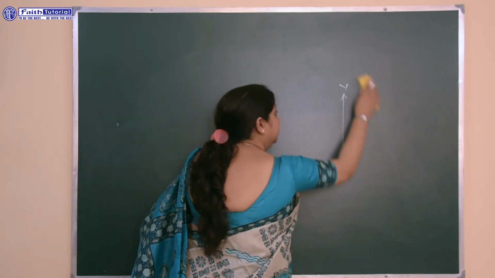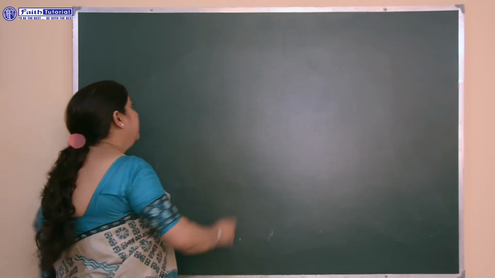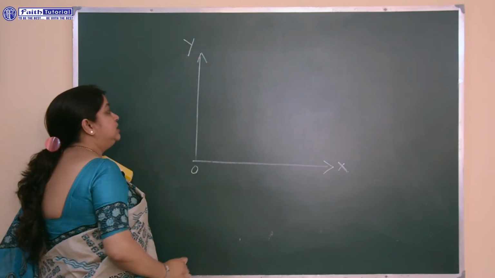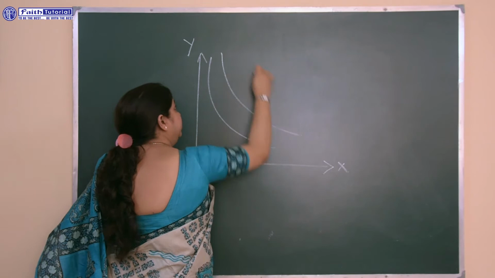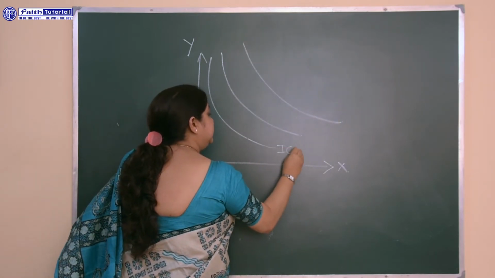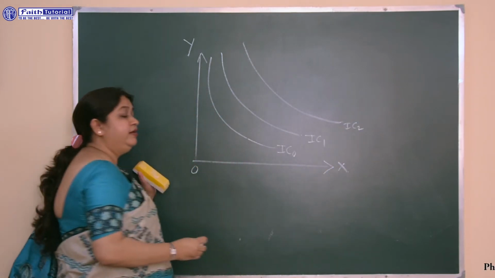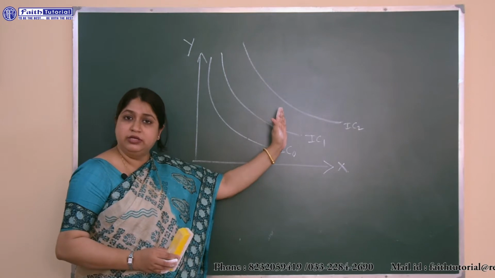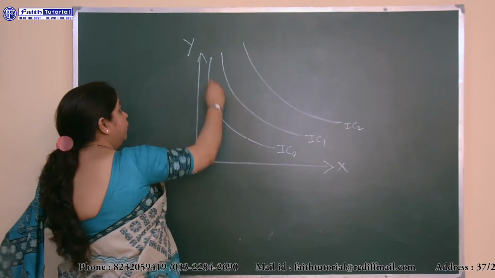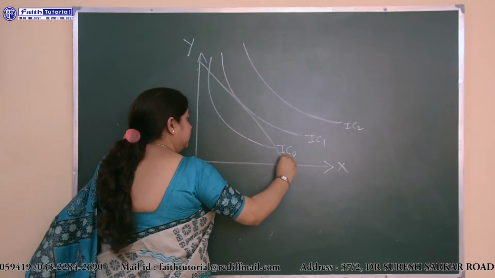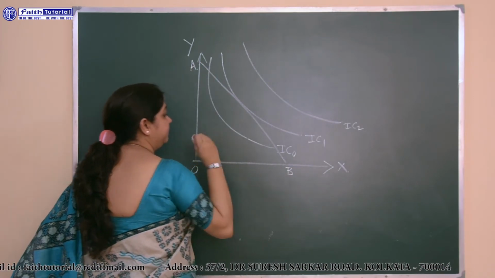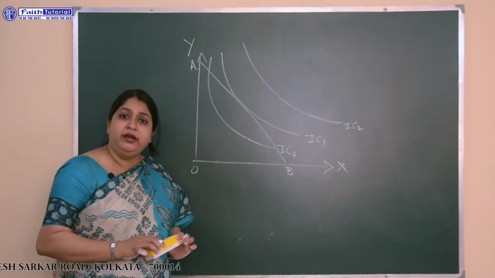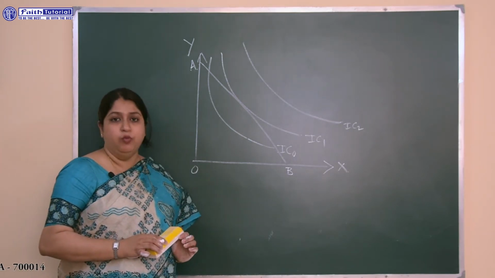Now let us explain how the consumer can reach equilibrium. Suppose a set of indifference curves is given to a consumer, and IC0, IC1 and IC2 are different indifference curves. As the consumer moves to a higher and higher indifference curve, the utility will increase. Now suppose AB is the budget line. AB is a budget line which is downward sloping, and this budget line AB is constructed on the basis of given income and prices of two commodities.